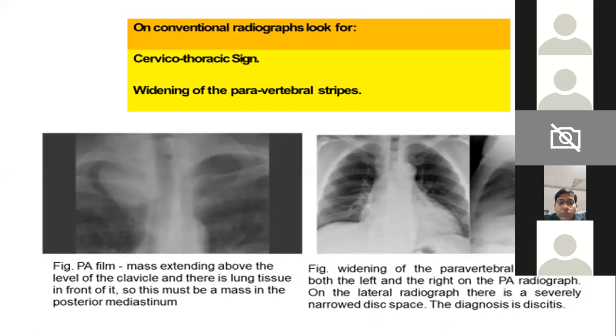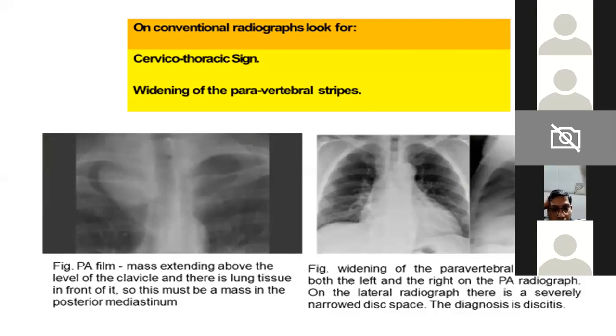So if there is a mass which is extending above the level of clavicles, where exactly is it? It can be a skin mass, a superficial structure. It can be in the neck. It can be in the posterior mediastinum. So what the cervicothoracic sign says is, if a mass lesion is extending above the level of clavicles and there is a well-delineated border also extending above the level of clavicles, that means it is lined by air. So this is cervicothoracic sign positive. This means it is in the posterior mediastinum. It's as simple as that.